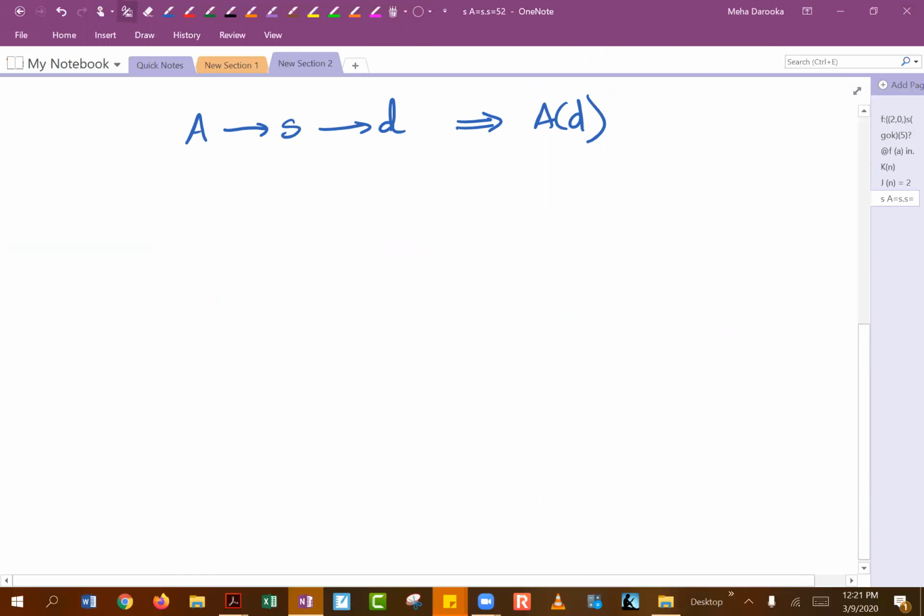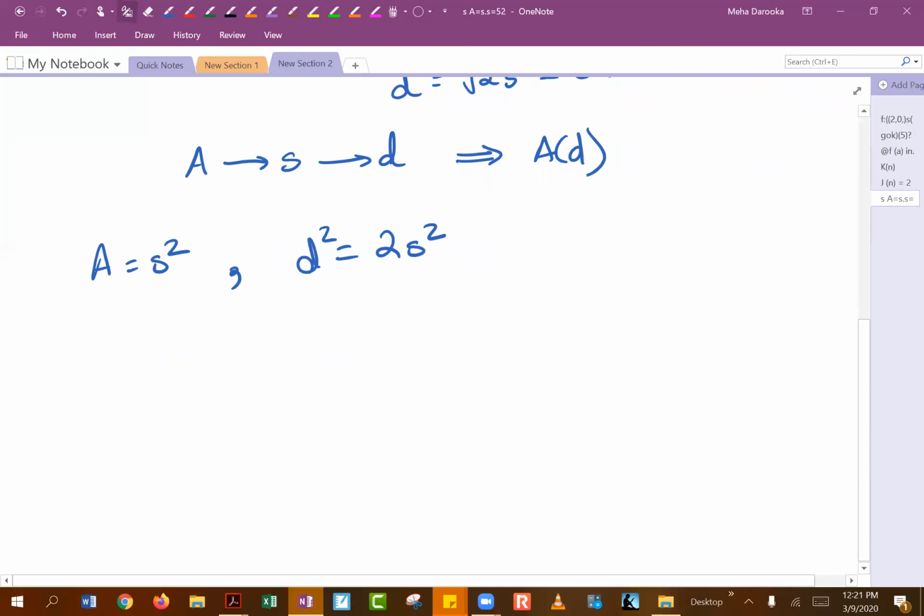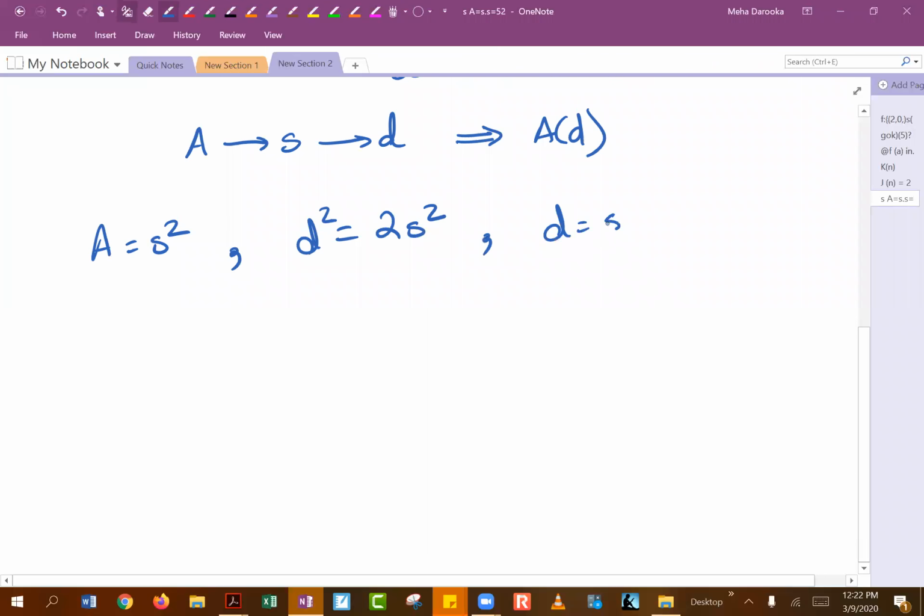So right now we have area as s squared. We also have diagonal squared, 2s squared. And we have diagonal as d equals s times square root of 2. You can make these substitutions wherever you think is going to be the most convenient for you. If you want to use this second one, get s squared by itself, which means divide both sides by 2. And you will end up getting s squared equals d squared over 2.